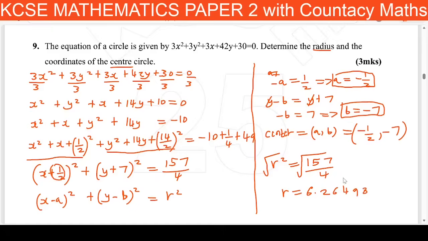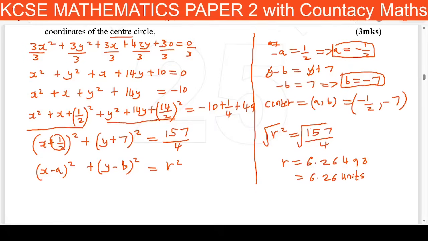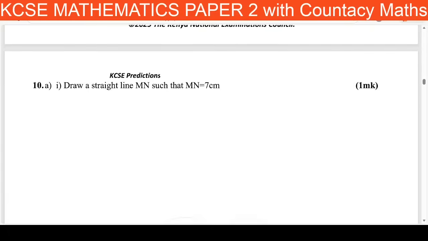That's quite huge. We can convert it to two decimal places to have 6.26 like that. And you write units because it has not been specified whether we are dealing with centimeters, meters, kilometers. But I don't know. Do we have some circles that are kilometers of radius? Well, there could be. Yeah, but we just leave it as that, like units. Let's move on to the next question.